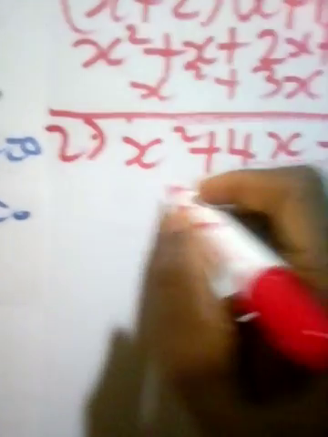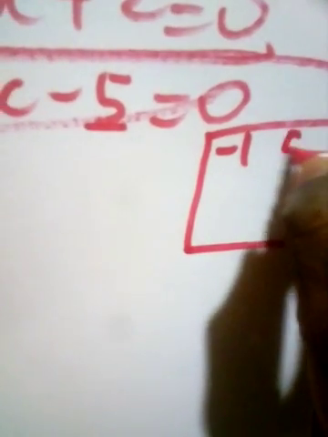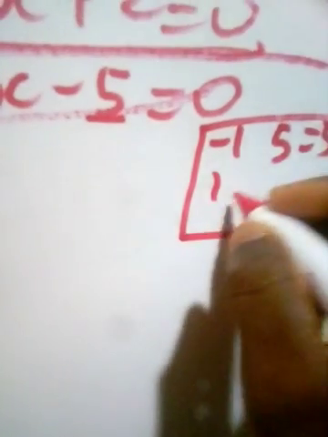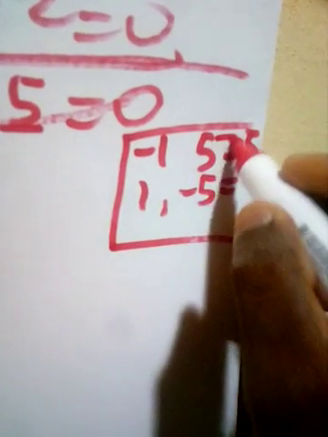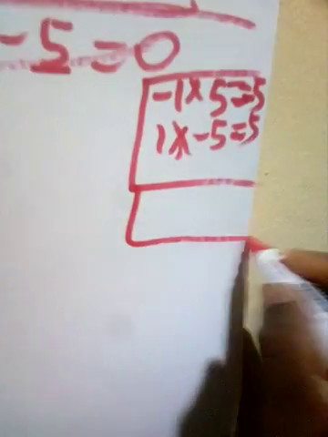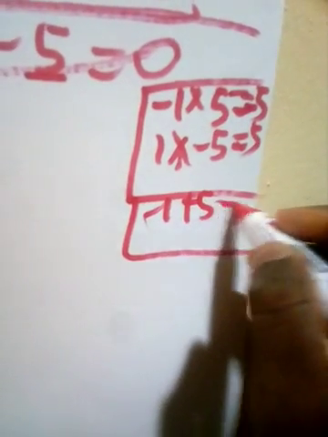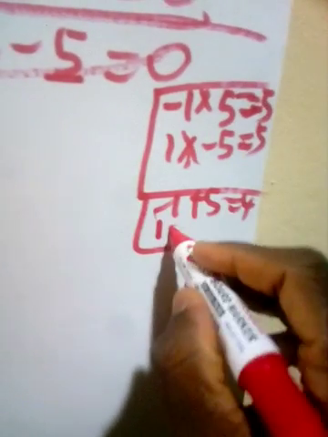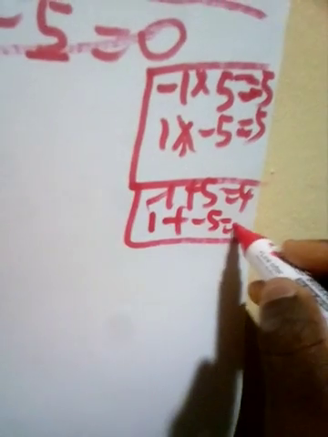So let me take this here. I have minus 1 times 5 gives me minus 5. 1 times minus 5 gives me minus 5. So minus 1 plus 5 gives me 4. But 1 plus minus 5 gives me minus 4. So I'm taking minus 1 and 5.